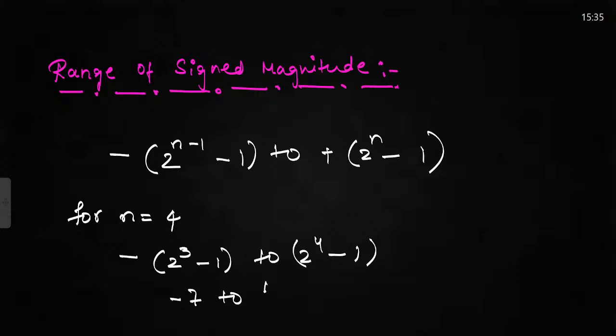Sorry, 2 power 3 is 8, and 8 minus 1 is 7. Here it is 2 power n minus 1, minus 1. So here it is plus 7, so the range is from minus 7 to 7. To represent plus 13, we will write 0 1 1 0 1. But to represent minus 13, we will write 1 1 1 0 1, with the extra bit 1 to represent the negative.